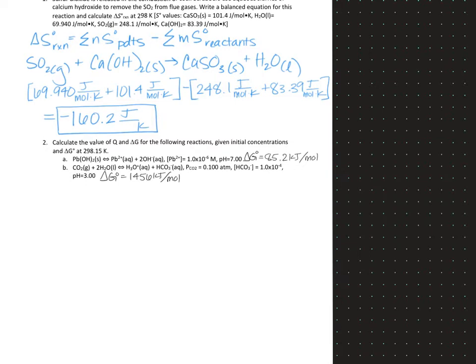What you need to keep in mind in these problems is what Q is. Q is your product concentration over your reactant concentration. And you also need to choose the correct formula for calculating delta G. We have a couple listed in our chapter 20 notes. So use the equation that can correlate delta G naught and Q together to calculate your delta G.